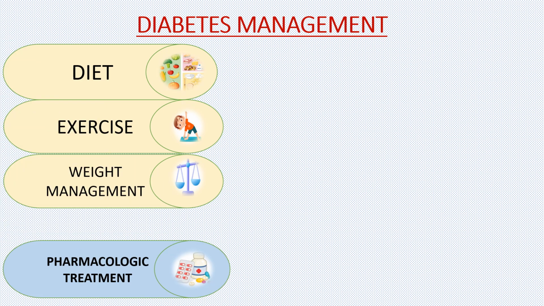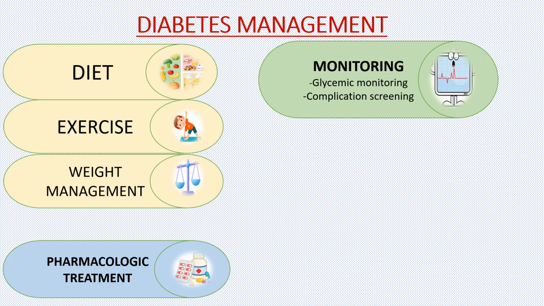Then next we have pharmacologic treatment. For this, regular consultation with our physician is needed and to follow prescribed medication. Then next we have monitoring. Under this, we have glycemic monitoring and complication screening. Under glycemic monitoring, we need to monitor our A1C every 3 to 6 months and to set a goal that A1C must be less than 7%. Now, self-monitoring of blood glucose if the patient is on insulin, also sulfonylureas.